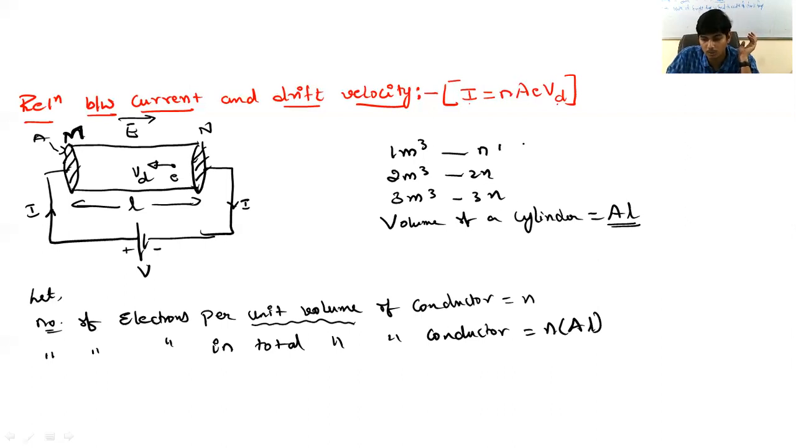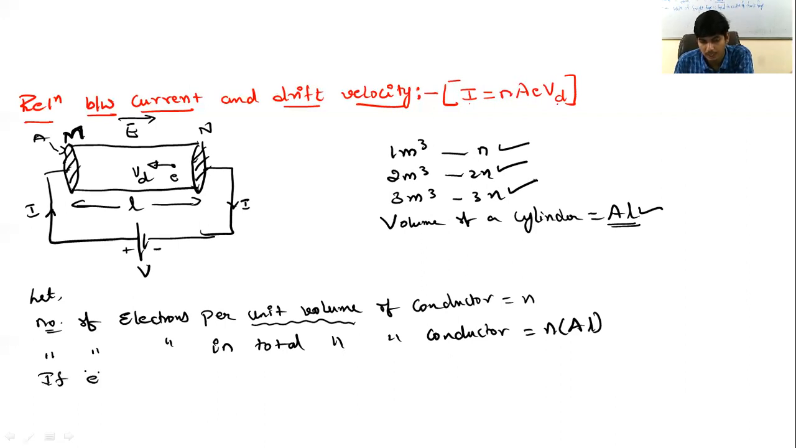In 1 meter cube, there will be n electrons. In 2 meter cube, 2n electrons. In 3 meter cube, 3n electrons. In AL meter cube, the total volume of the cylinder, there will be n AL electrons, right? So this is the number of electrons in the total volume of the conductor.